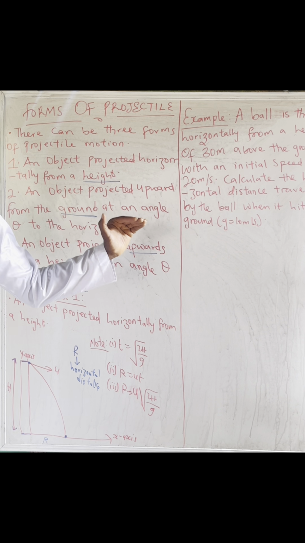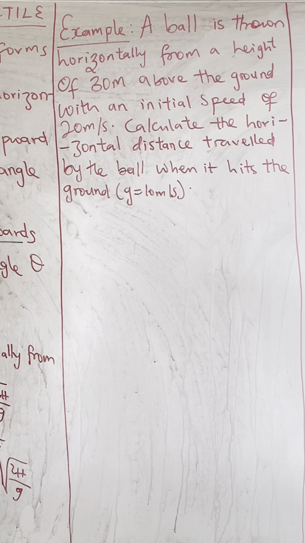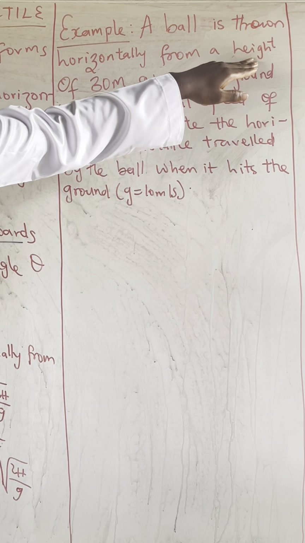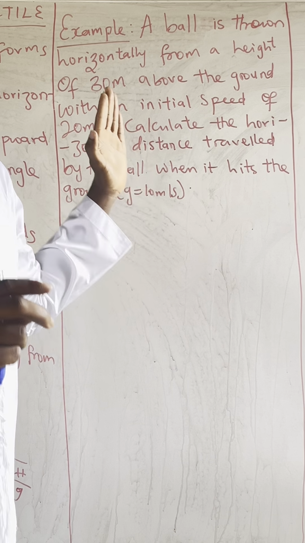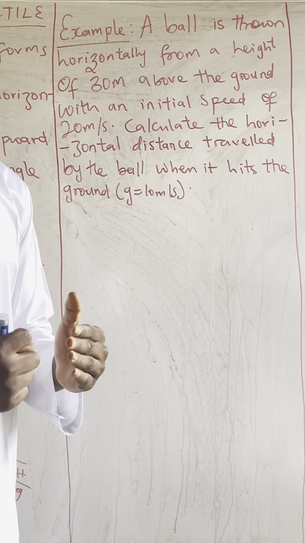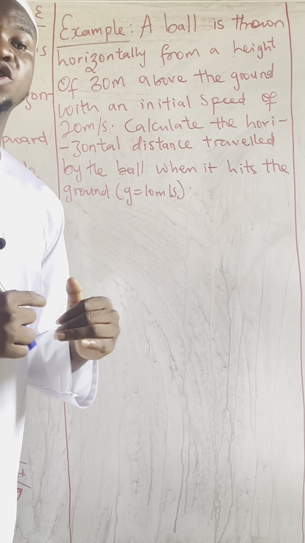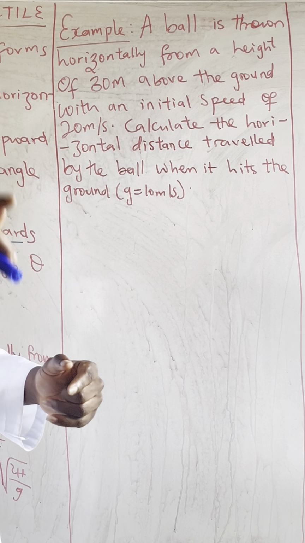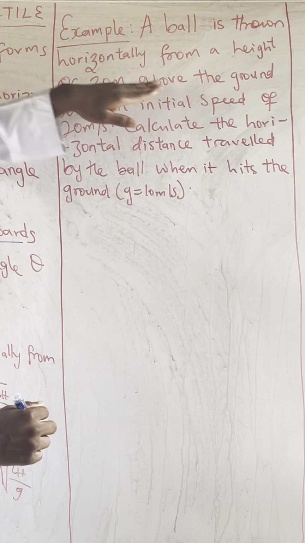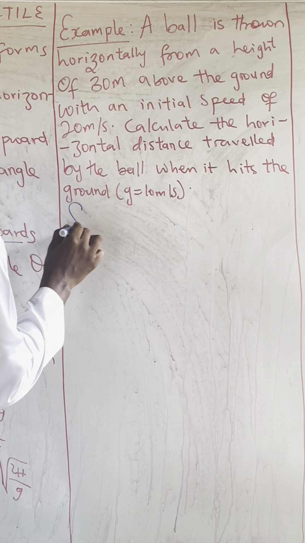Let's look at a particular example in order to use this formula. In this example, the question is, a ball is thrown horizontally from a height. Since the ball is thrown horizontally from a height, this is talking about case 1 of projectile motion. This means the formulas we should have in mind are T equals square root of 2h over g, and R equals ut. So let's continue. A ball is thrown horizontally from a height of 30 meters.